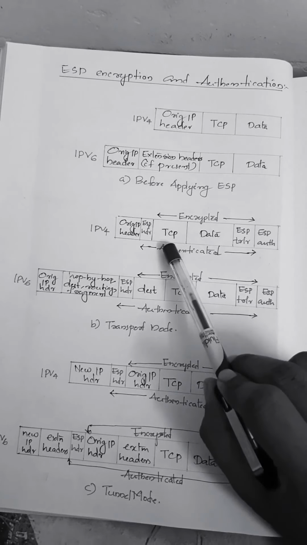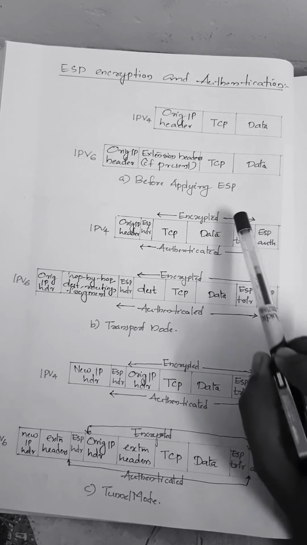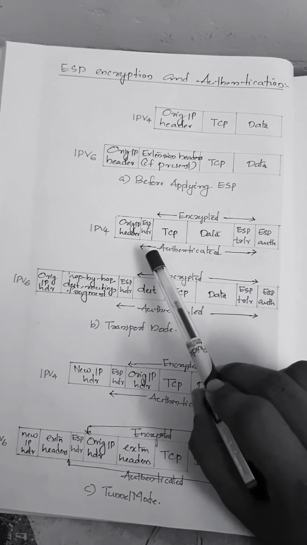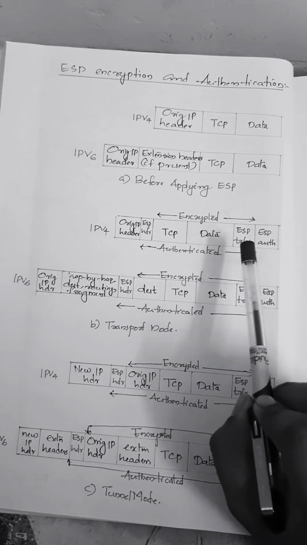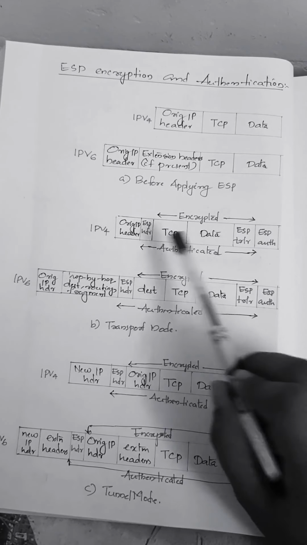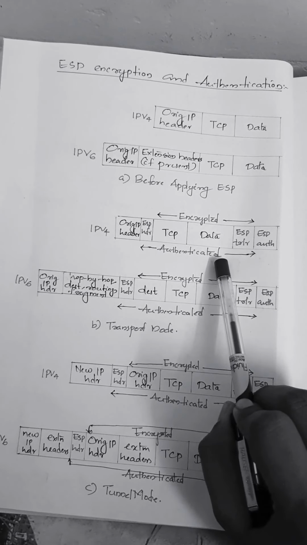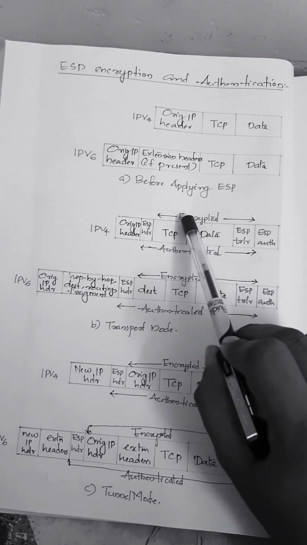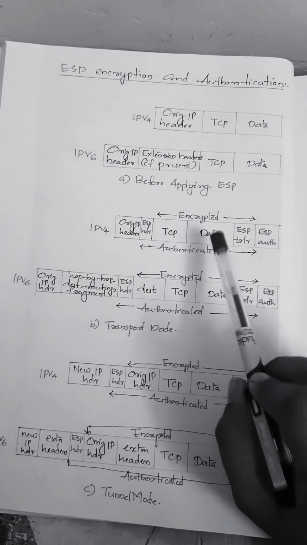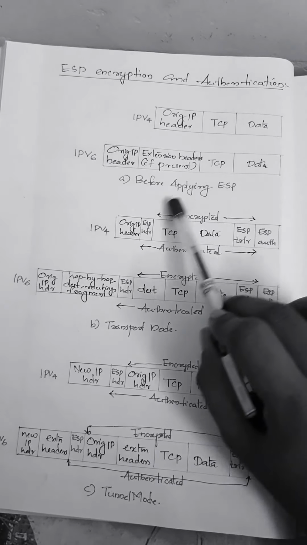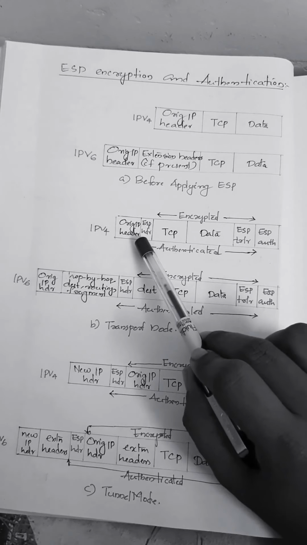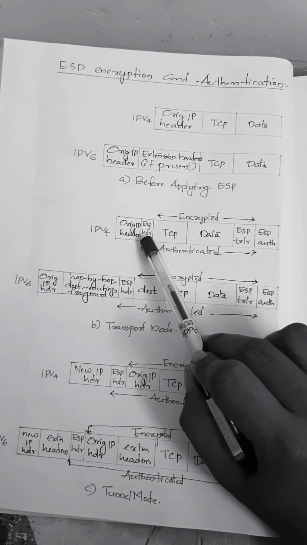Here the data along with the trailer ensures the encryption. Here the data, ESP trailer and the header ensure the authentication. In transport mode it protects the data by adding an additional ESP header here.